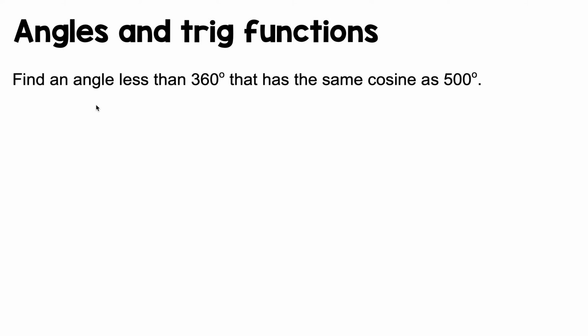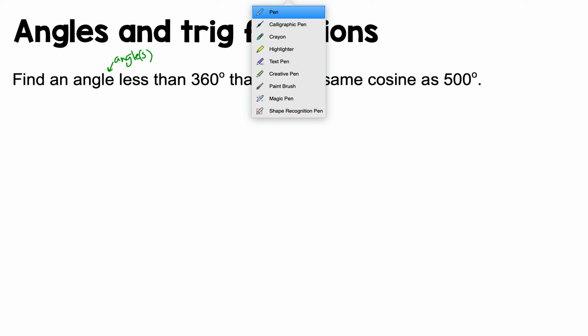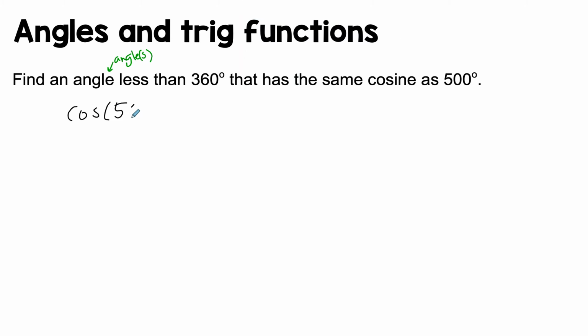So the question asks to find an angle less than 360 that has the same cosine as 500. More clearly, the question should have been: find the angles here. So it could be the angles, and then maybe in brackets. So what it means is that you have cos 500, and I want another set of angles that would give me the same value.